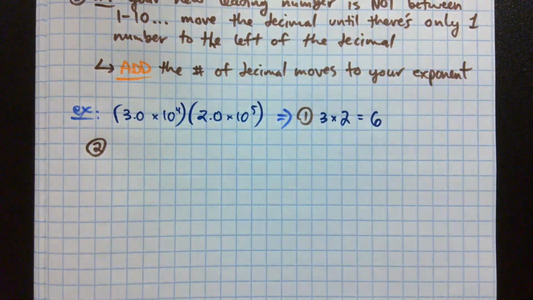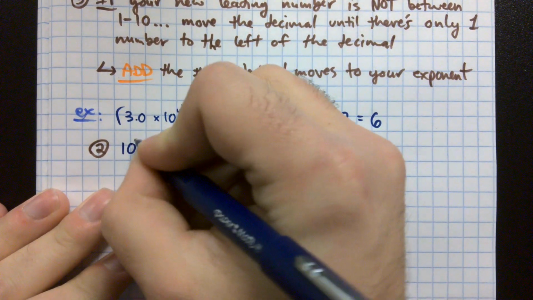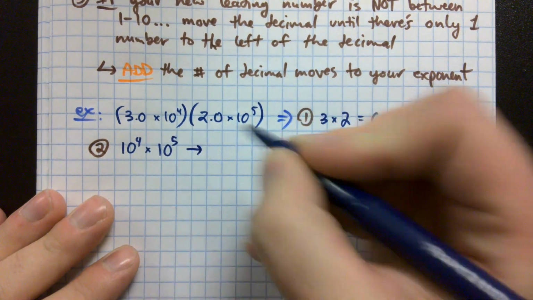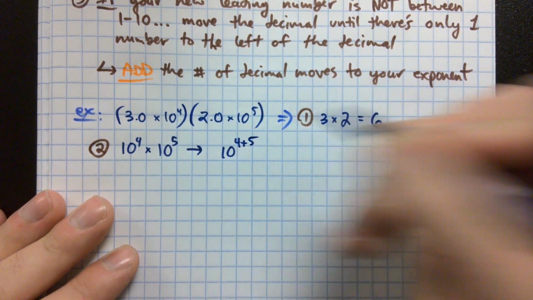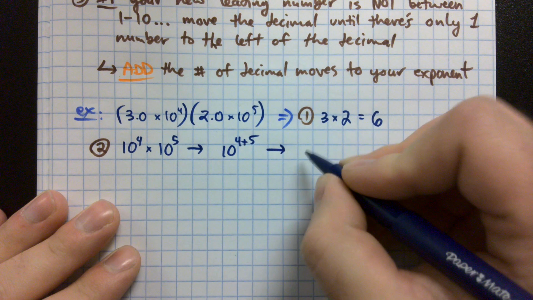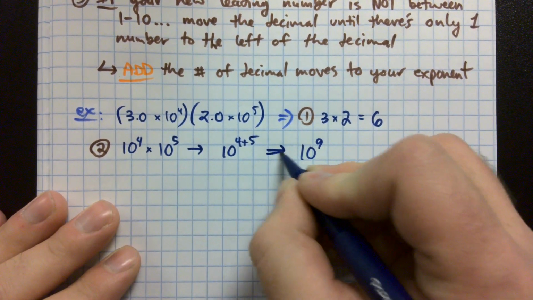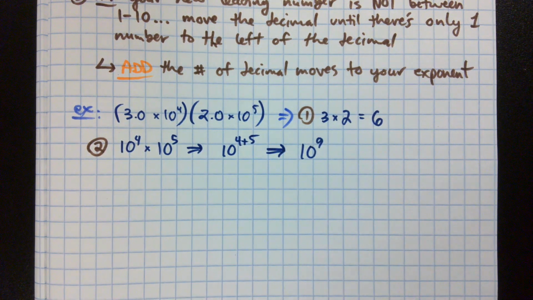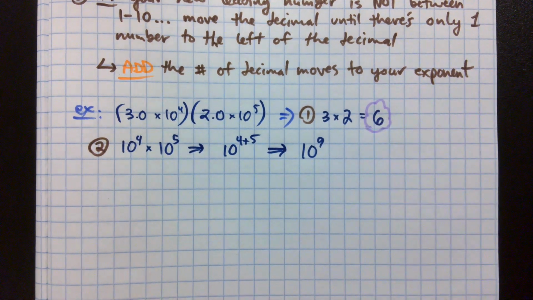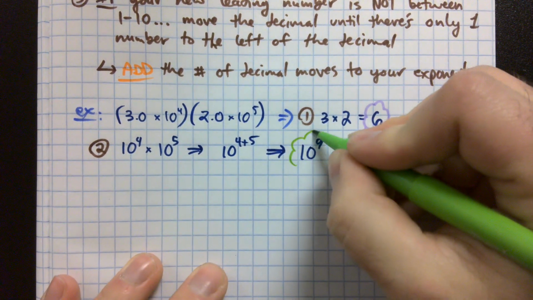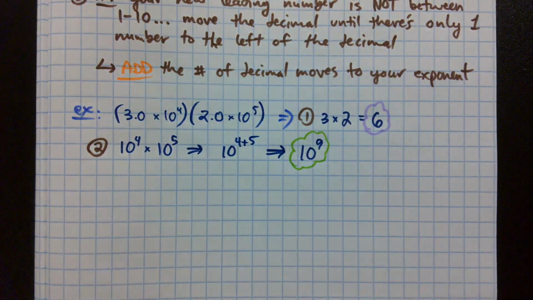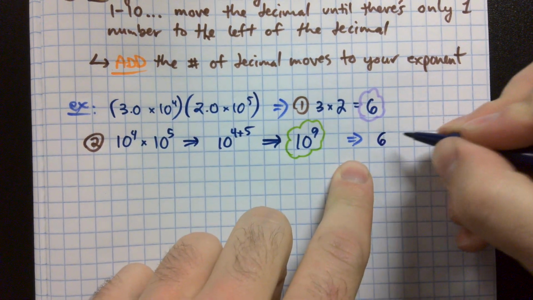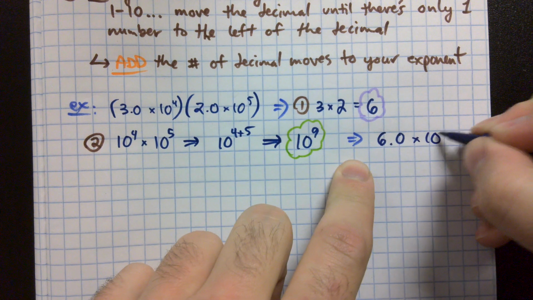Step 2 says we're going to add our powers of 10. So if we have 10 to the 4th times 10 to the 5th, that's the same as 10 to the 4 plus 5, which is equal to 10 to the what? 9th power. Six is our new leading number. 10 to the 9th is our new power of 10. So our final answer here would be 6.0 times 10 to the 9th.